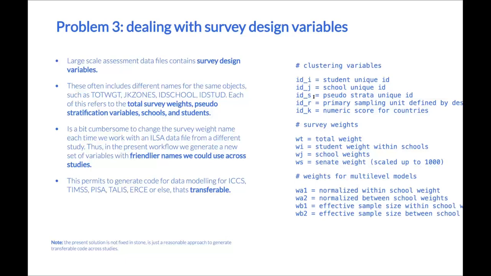The primary sampling unit is the clustering variable that joins together a set of observations that are going to be corrected in a certain way using the survey design. In actual terms, what happens with a few countries that don't have enough cases within a school is that they need to merge them together into a pseudo school.